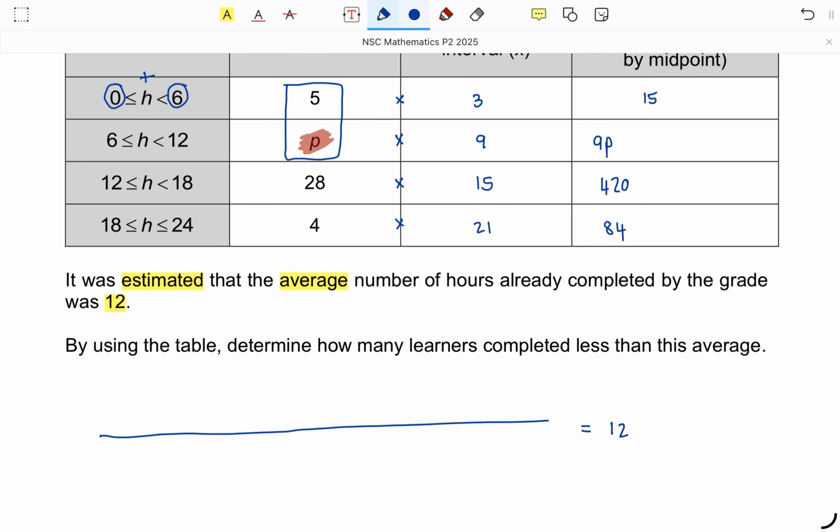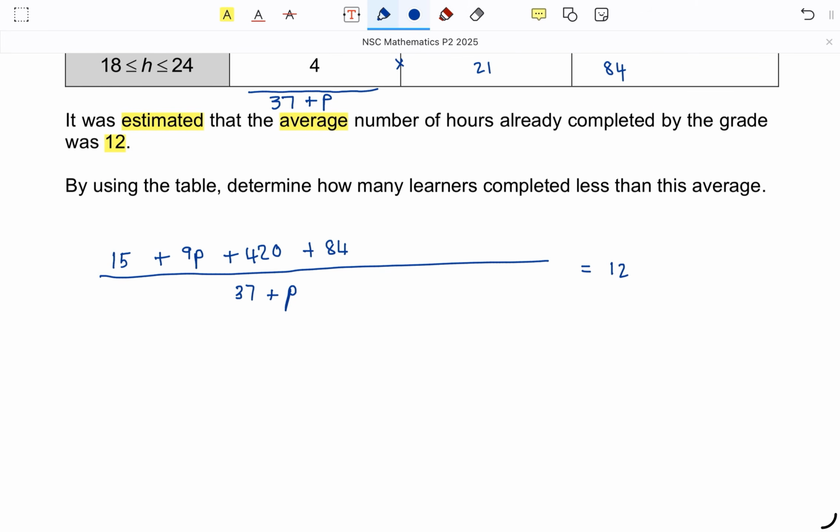So we don't have to write in 5 times 3 plus and so on, because we already have a column for the answers. So we're going to have the 15 plus the 9p plus the 420 plus the 84, and then over the total. So the total would be the total of the frequency column. So if we add this up all together, we're going to get 37 plus p. So that's going to be our denominator. That's the total entries in this data set. So we can do two things now. First, multiply the denominator away to the other side of our equation, and then we can add up all the whole numbers on the left-hand side.